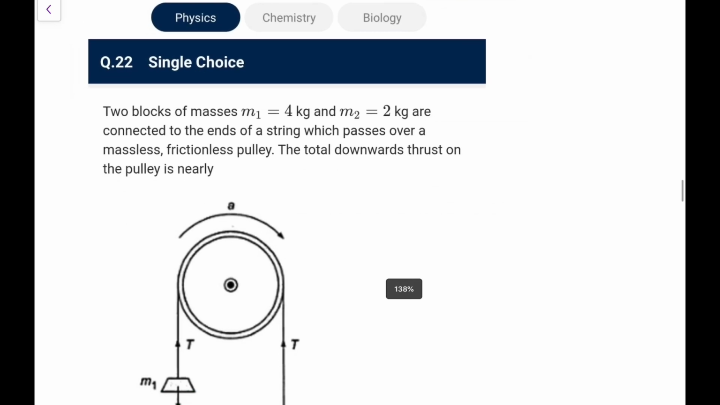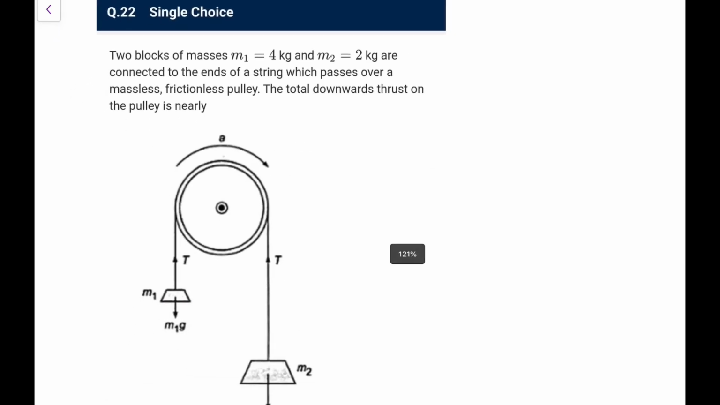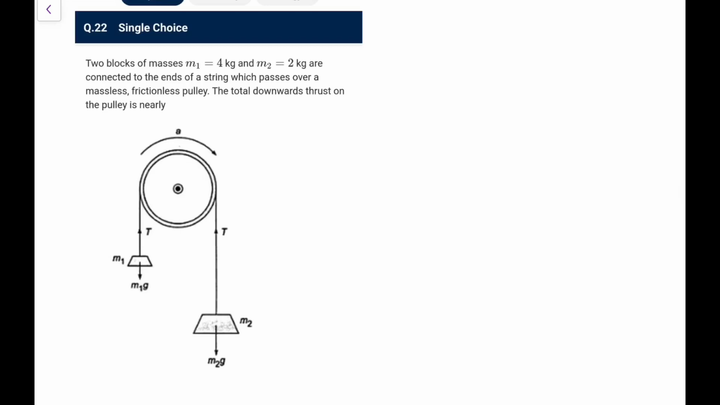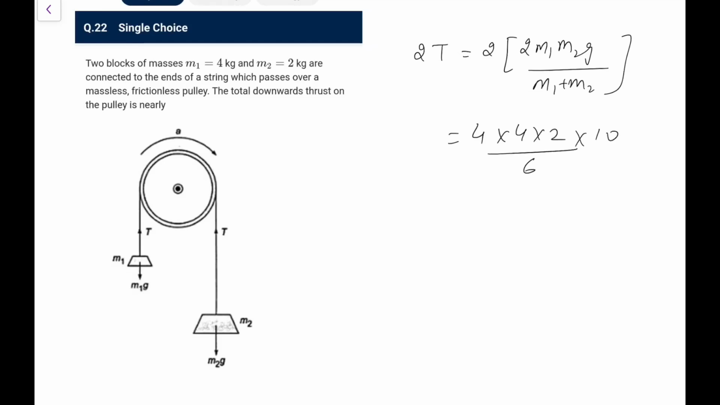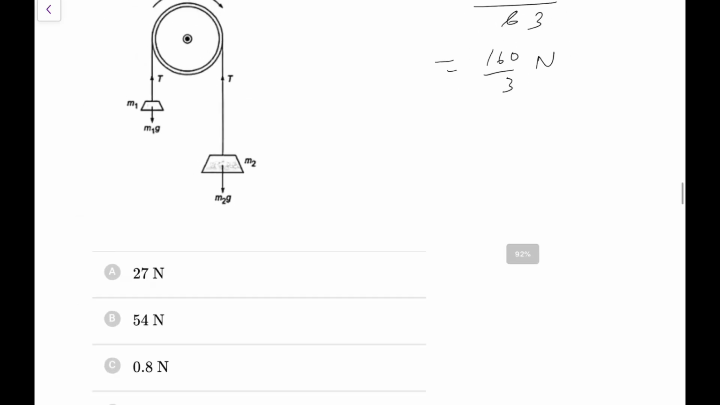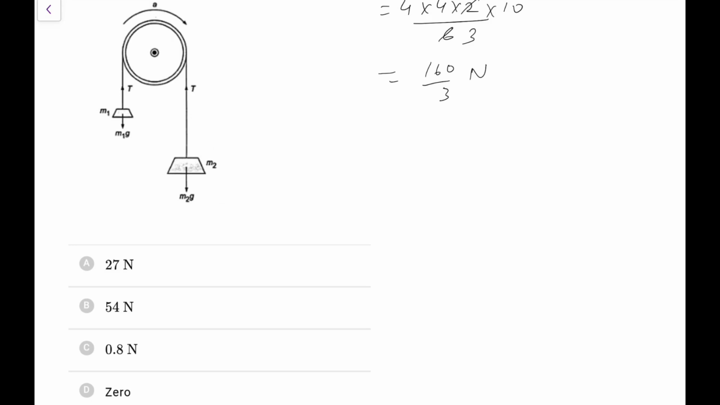Next, two blocks of masses 4 kg and 2 kg are connected by the ends of a string which passes over a massless frictionless pulley. The total downward thrust on the pulley is nearly, so in this case you can directly make it out. Total downward thrust would be 2T, and in such cases you directly write tension is 2m1m2g upon m1 plus m2, if you remember, or you can solve it out. So 4 times m1m2, that is 4 into 2, 4 plus 2 is 6, into 10. So this is 3, 16 by 3, 160 by 3. 160 by 3 is approximately 53, 54 Newton. That you will go for option D in this case.